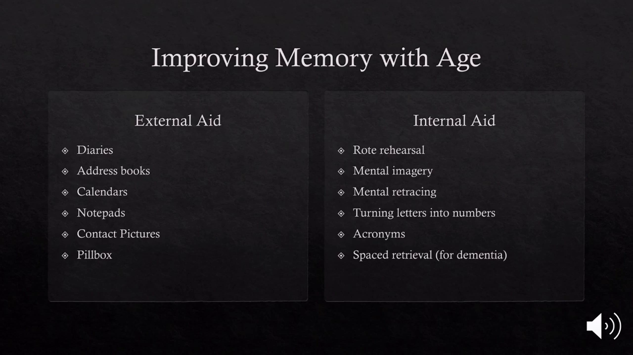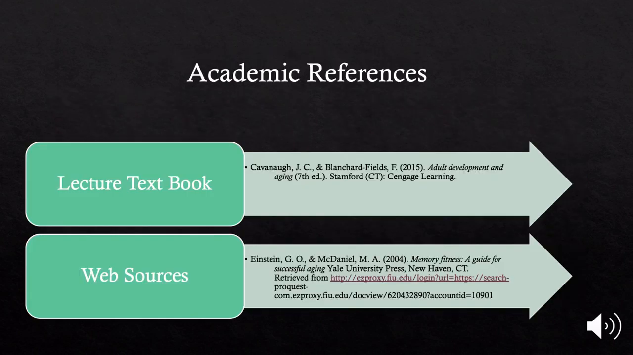Most importantly, I want to talk about spaced retrieval, which is for patients with dementia. Spaced retrieval is the use of new information encoding and asking for retrieval of that information over time, which actually is the only technique there that works for patients with Alzheimer's and dementia.